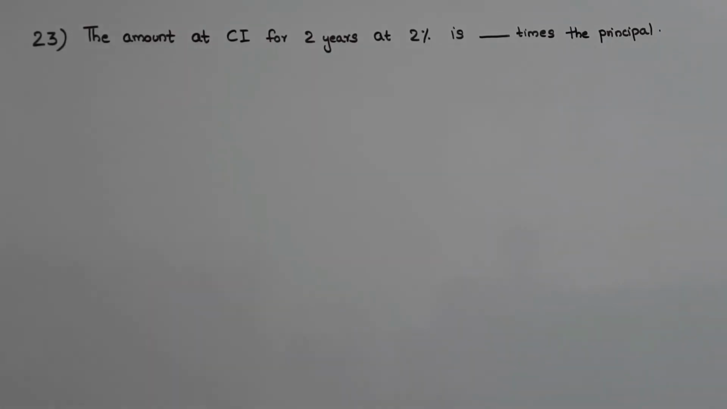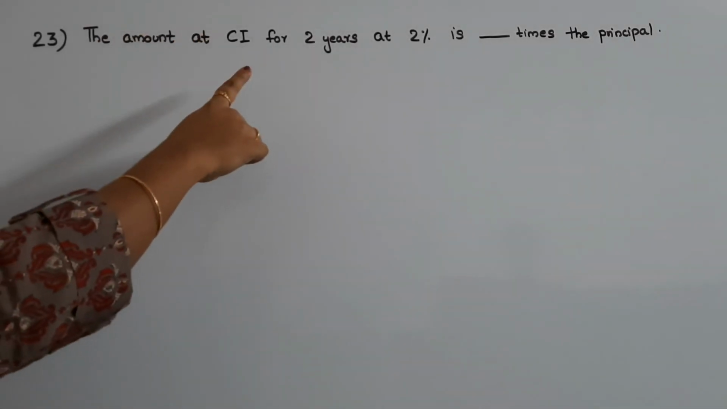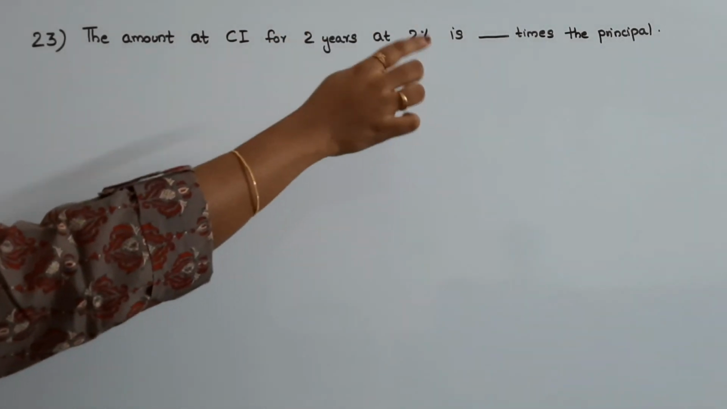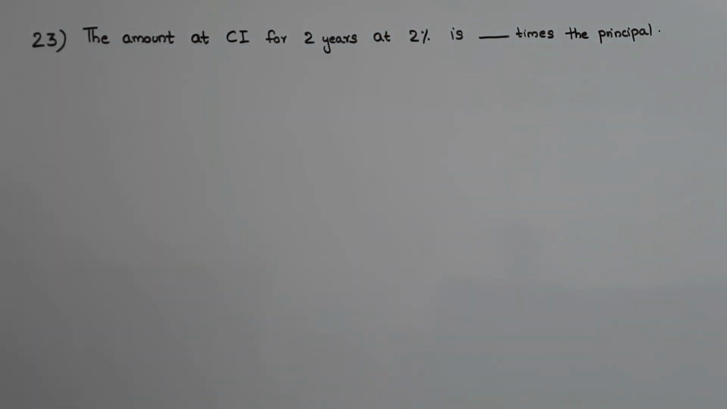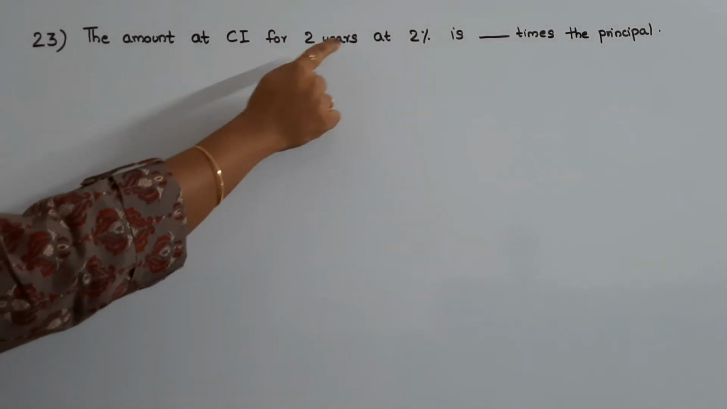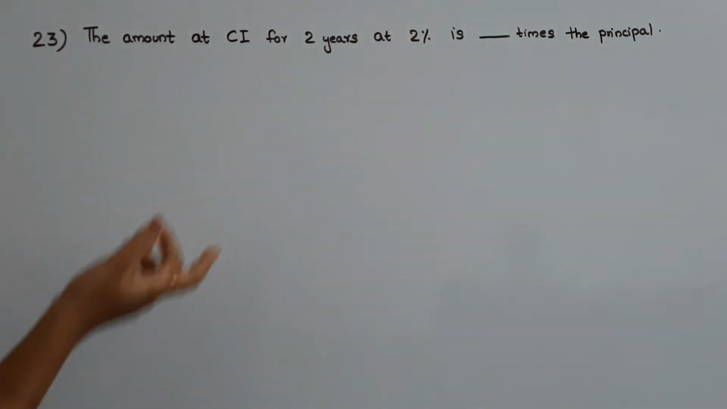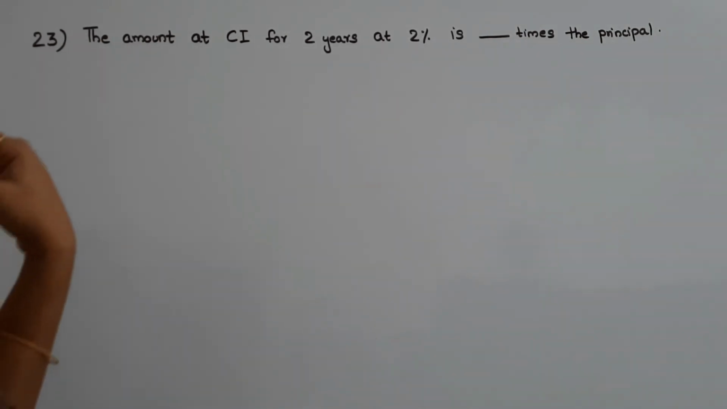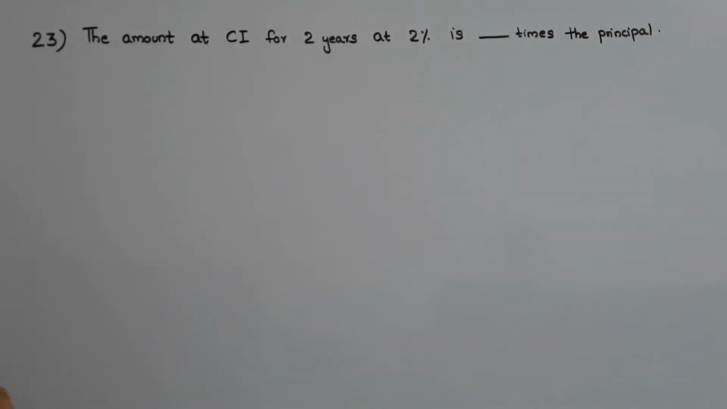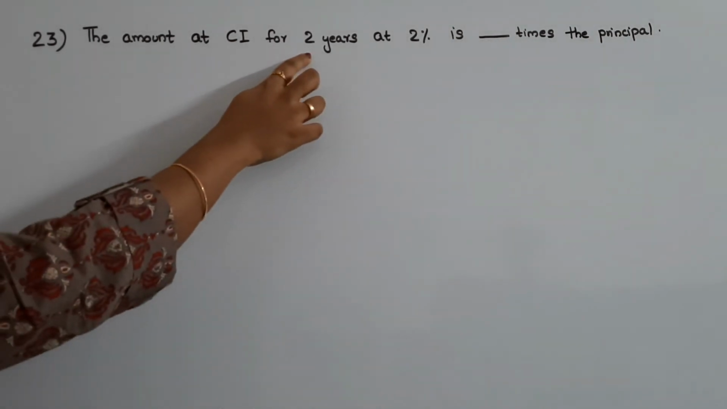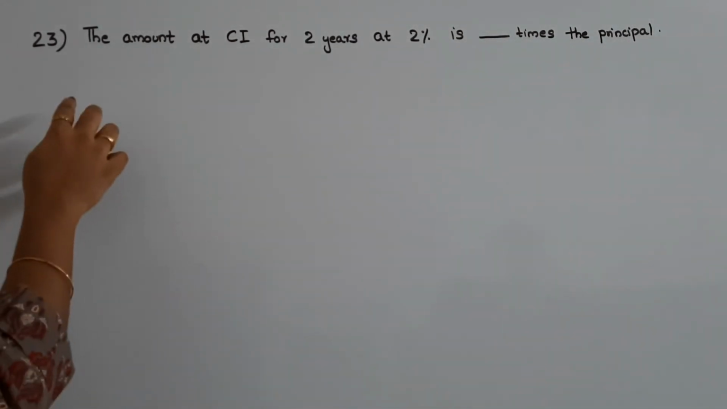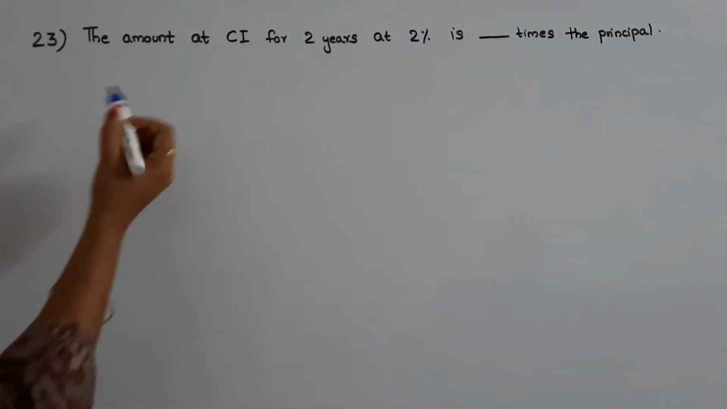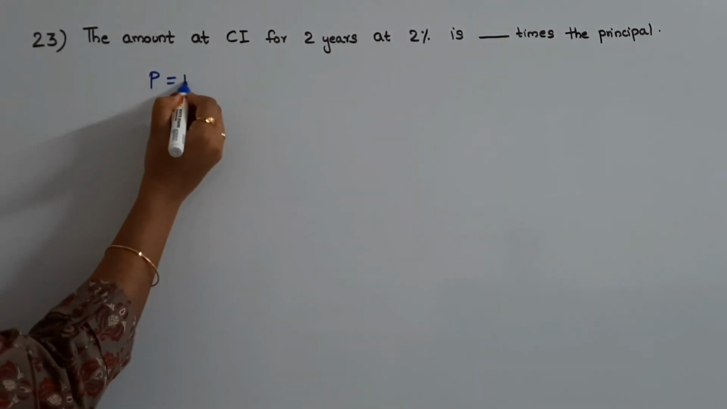The next question is, the amount at compound interest for 2 years at 2% is dash times the principal. So here the time period is given as 2 years and the rate is 2%. The principal value is not given. We need to find out the amount is how many times that of the principal. Since the time period is 2 years, we need to write 1 to 1. Before that, let us assume the principal as 100.